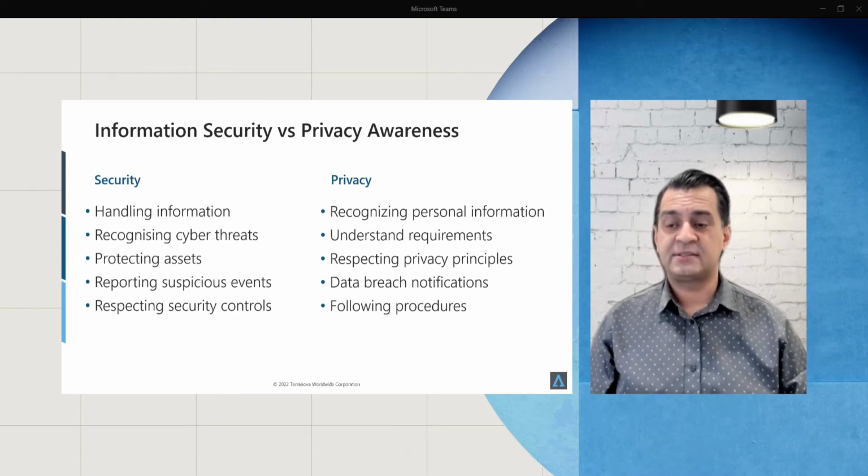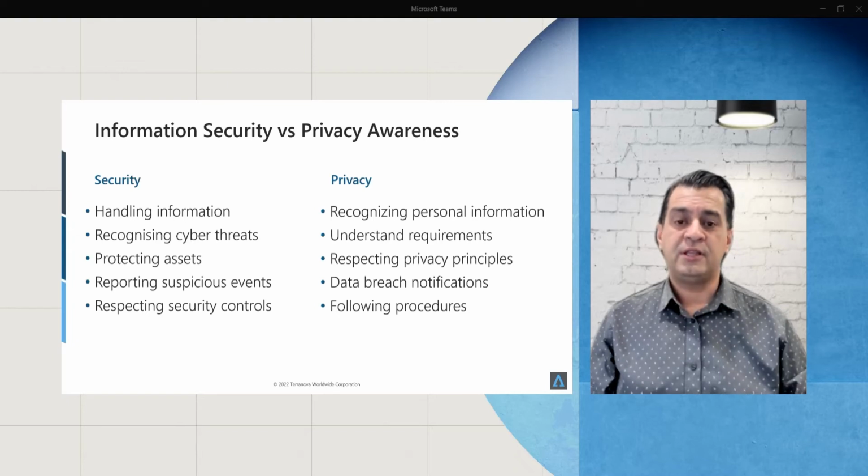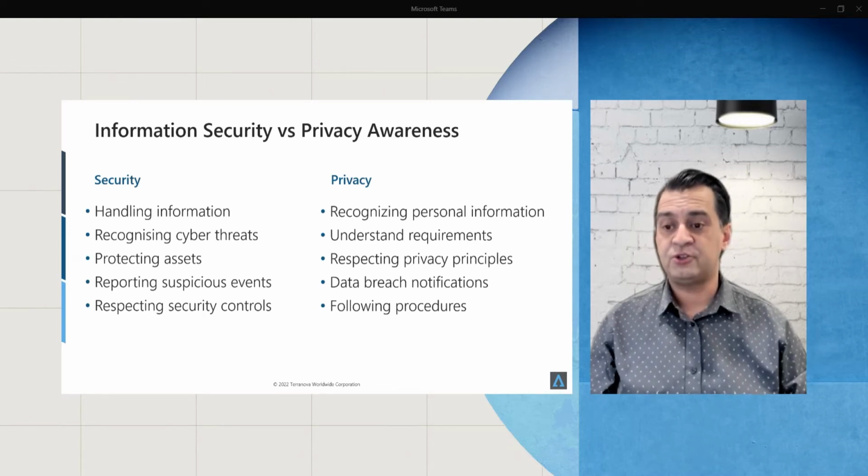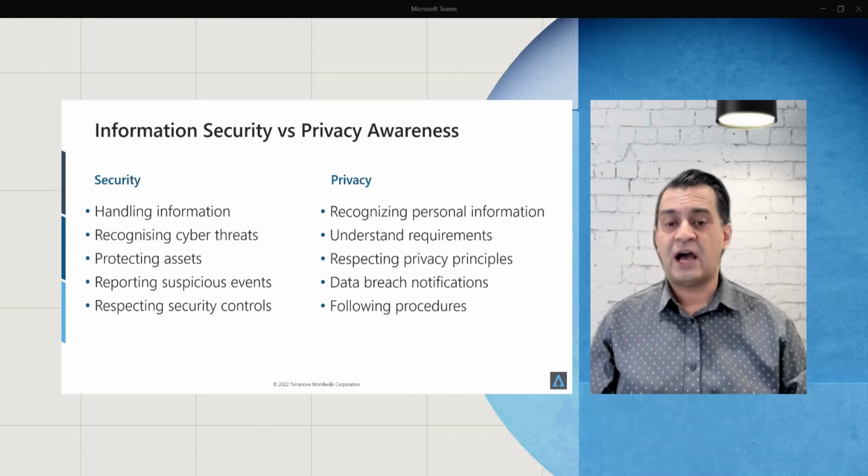Protecting assets also is critical in information security awareness training because physical or digital information, computers, and software tend to store sensitive information. On the privacy side, you need to teach users how to respect the various privacy principles that govern the use, handling, and storage of personal information. Also on the security side, you need to teach users how to report any suspicious events. On the privacy side, it becomes very important to have a data breach notification process that is timely and reaches out to the appropriate authorities and users when relevant.